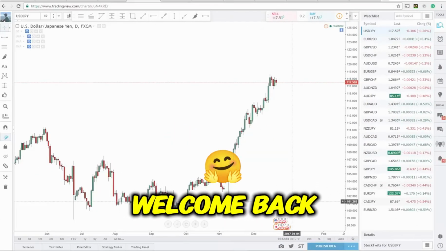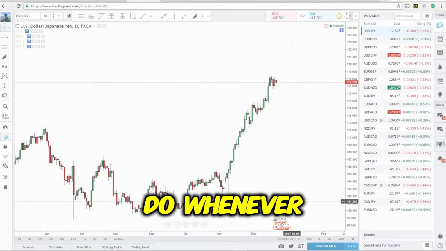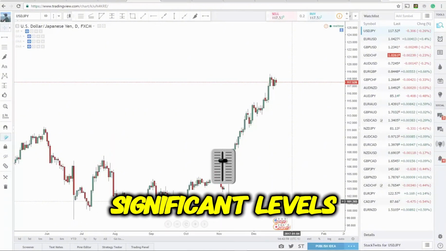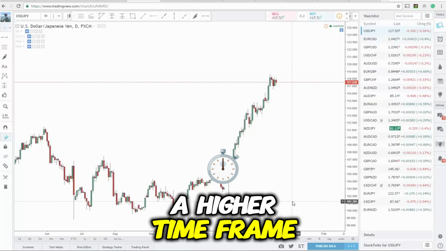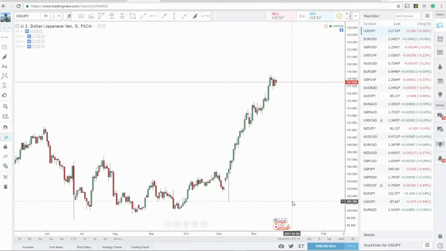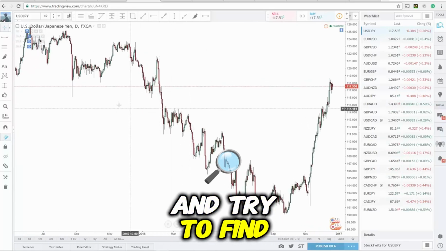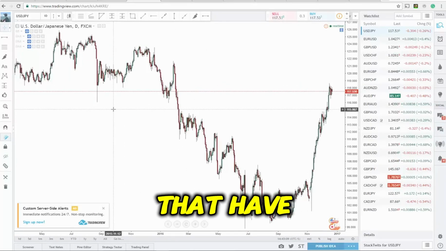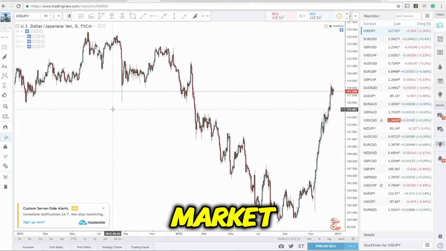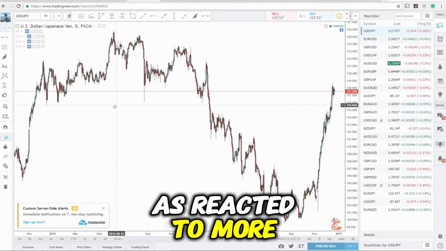Alright guys, welcome back. So what I like to do whenever trying to spot significant levels of structure is start out on a higher time frame like the daily chart. And what I'll do here is zoom out my chart and try to find levels of structure that have been touched multiple times and the market has reacted to more than once.